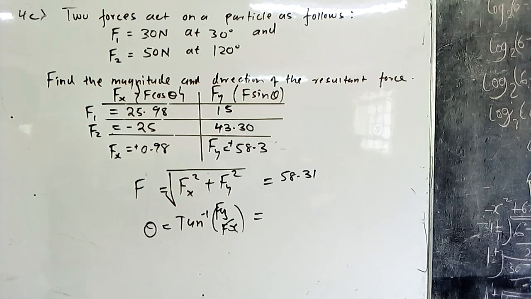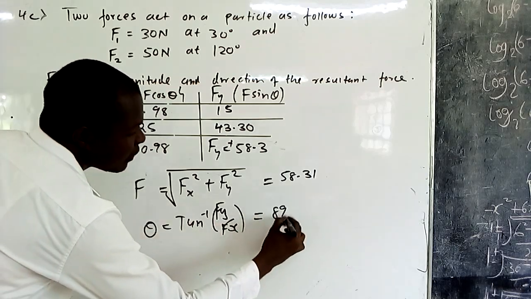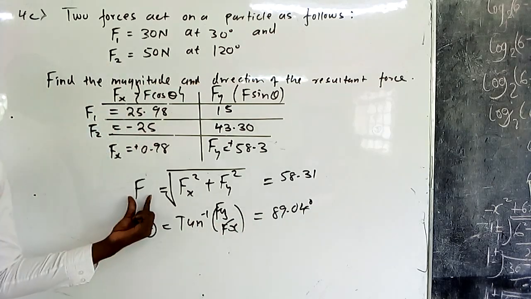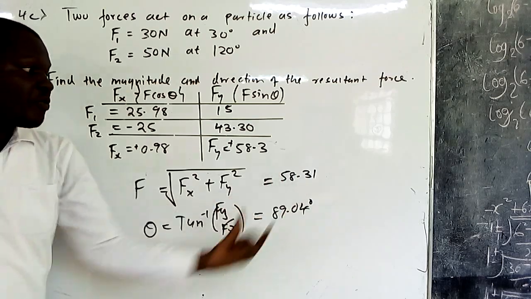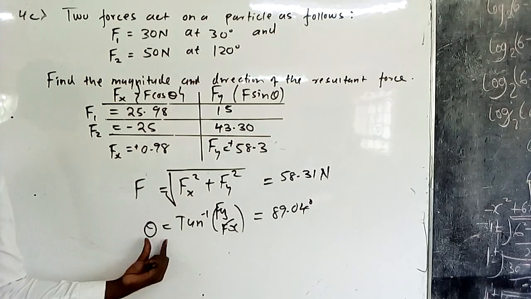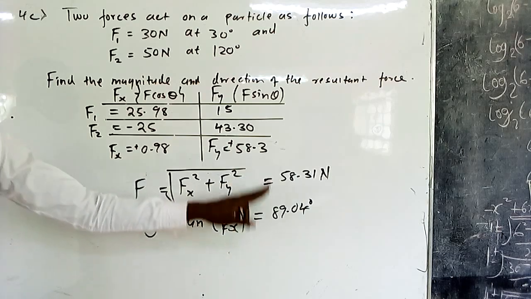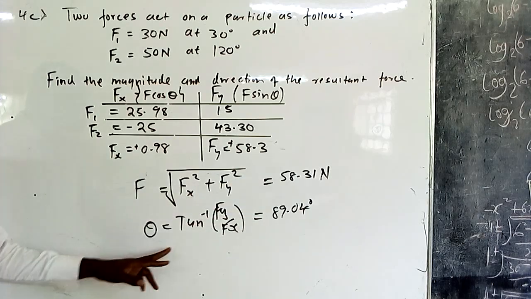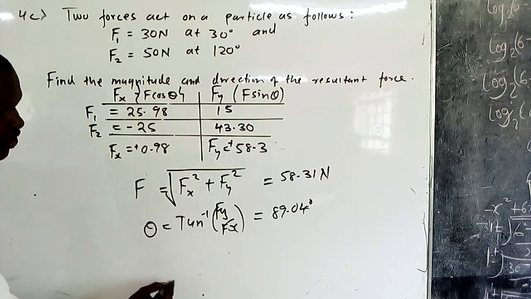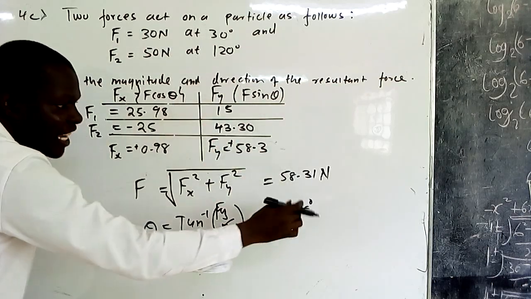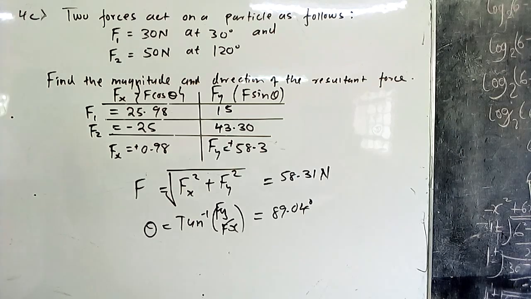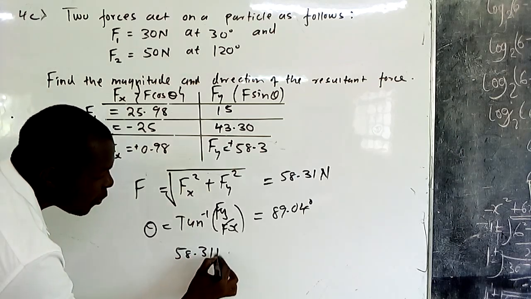What do you have? 89.04 degrees. So you see, the magnitude of the force is 58.31, the forces were in Newton, then the direction is acting at 89.04 degrees. Are you seeing that? So you found the magnitude and direction. So the resultant force is 58.3 Newton at 89.04 degrees. Are we together? It is 58.31 Newton at 89.04 degrees.